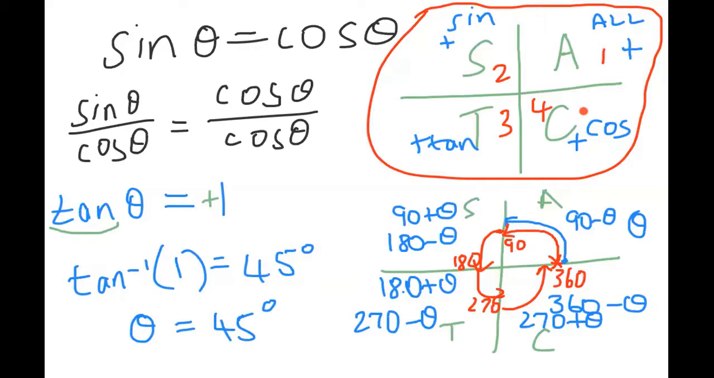Right, so let's just come back here. So here we ask, where is tan positive? So tan is positive in quadrant 1 and quadrant 3.